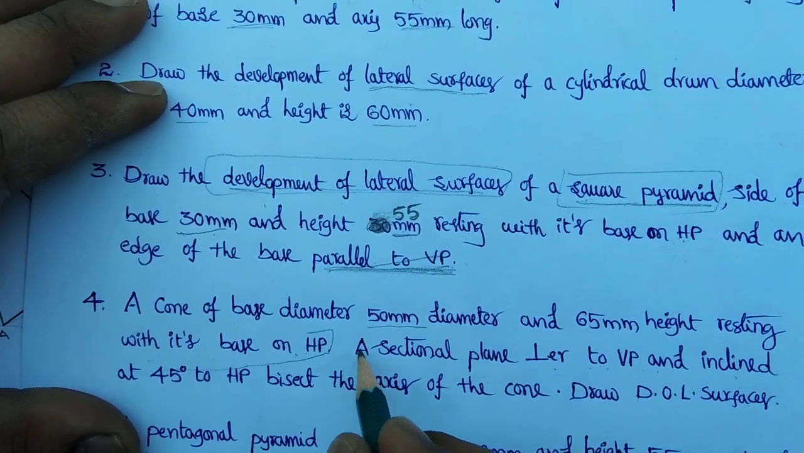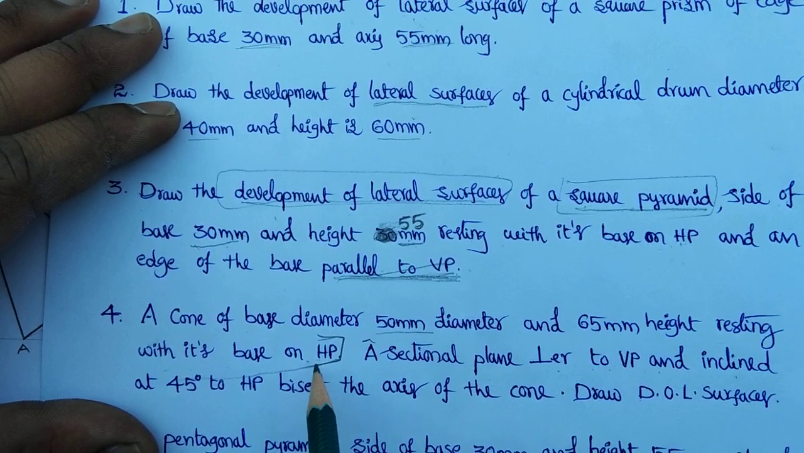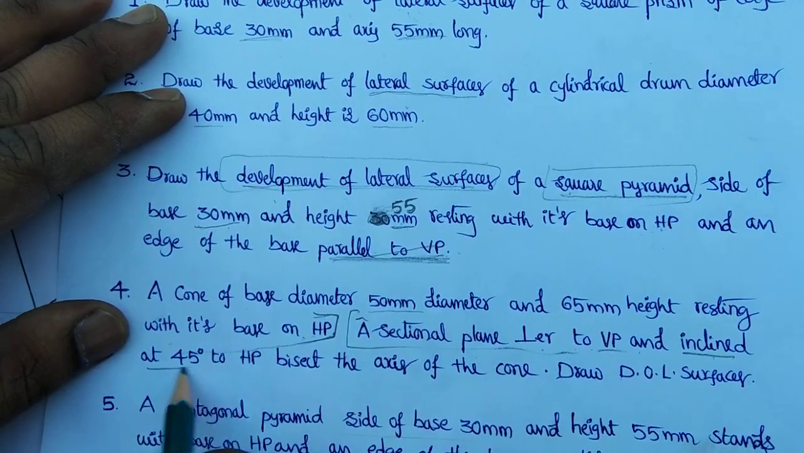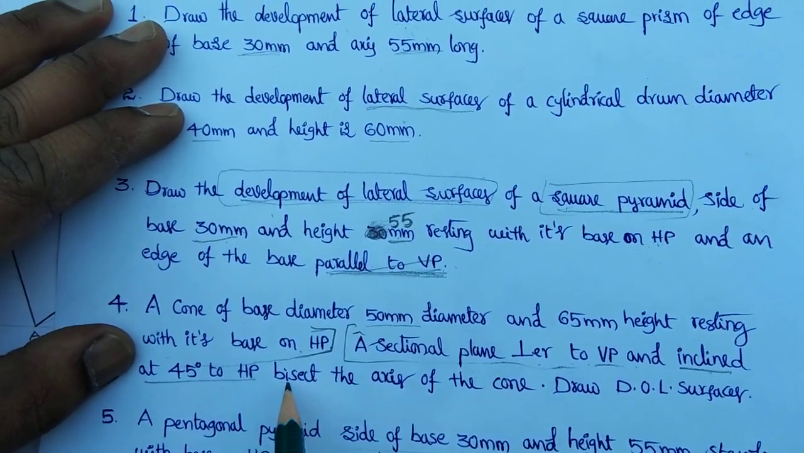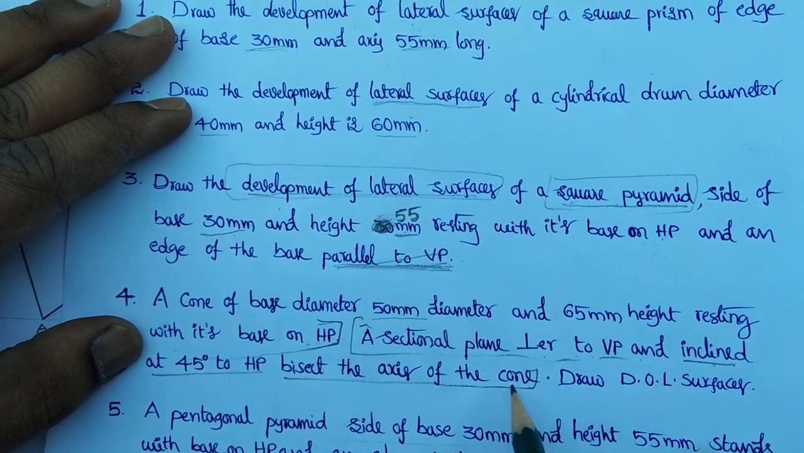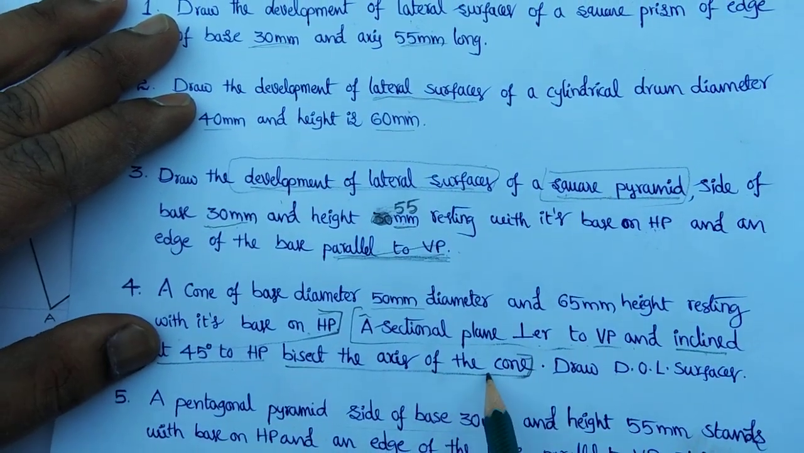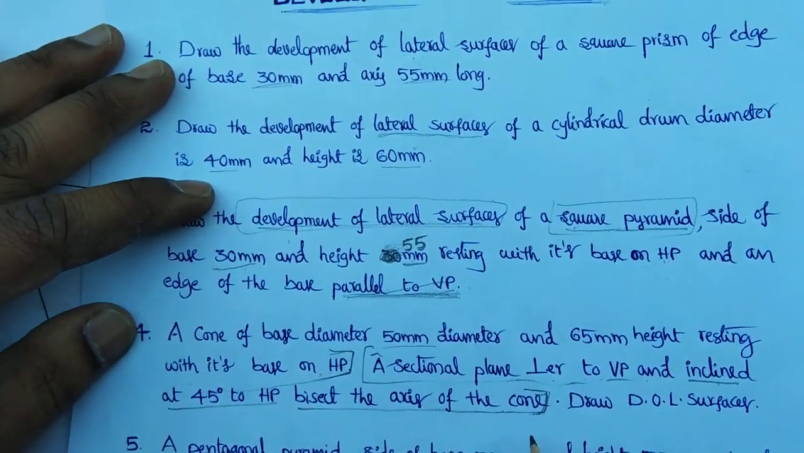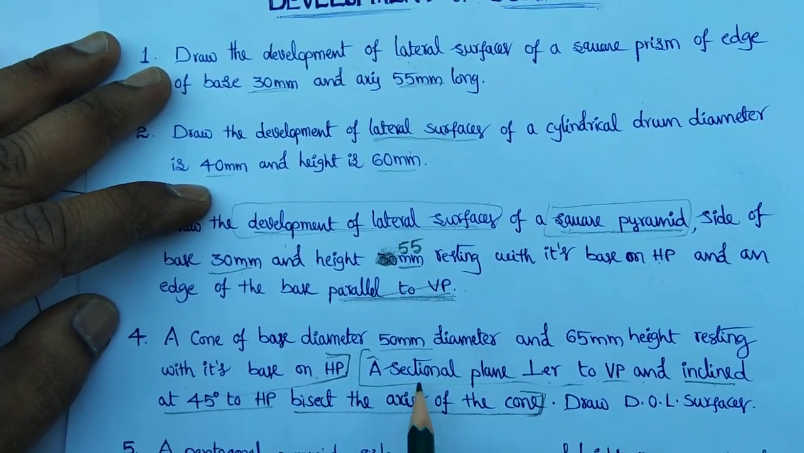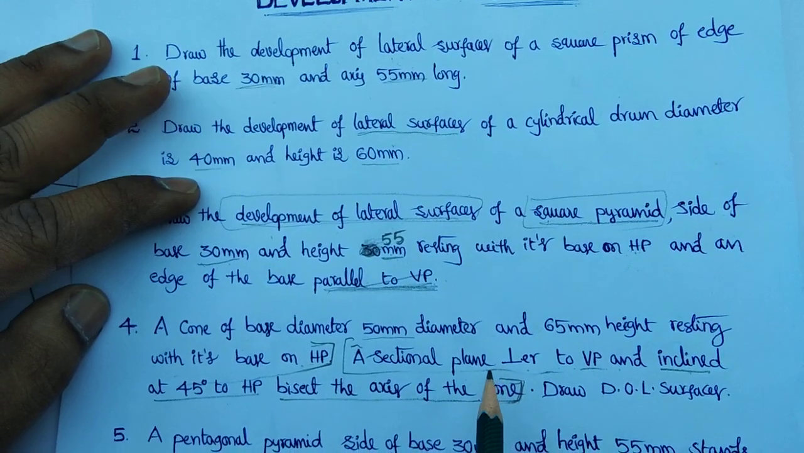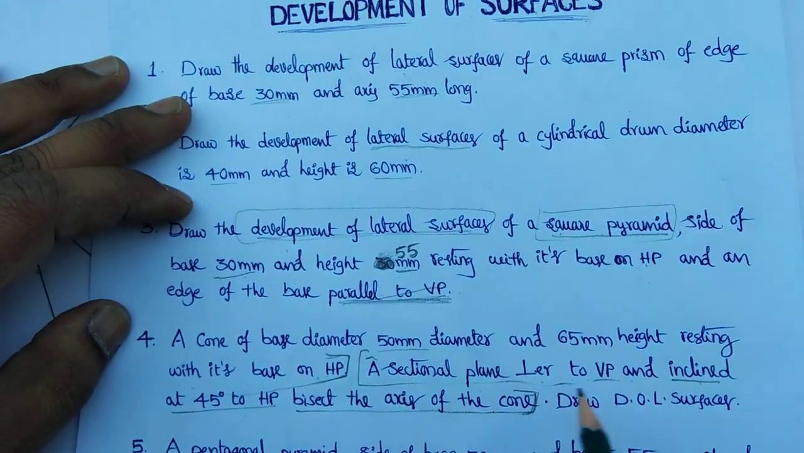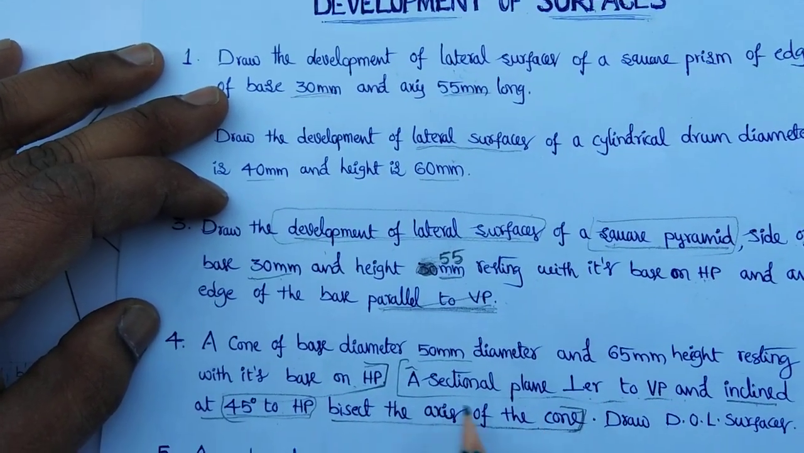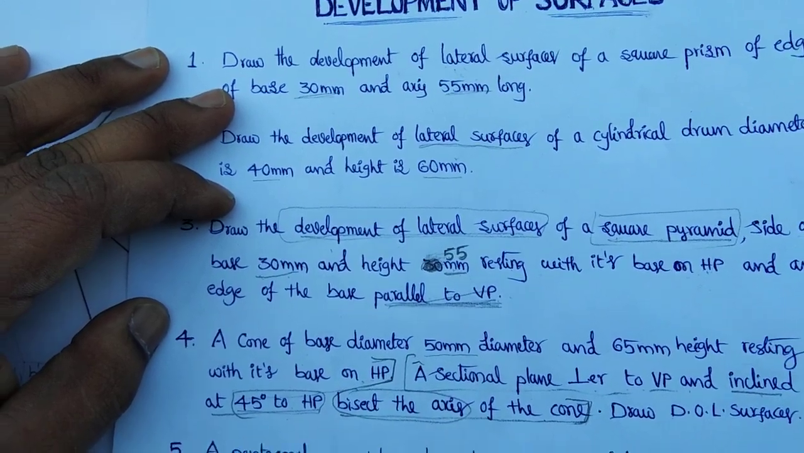So here, up to this particular portion we have completed. The sectional plane is perpendicular to the vertical plane and inclined 45 degrees to the HP. It bisects the axis of the cone. That means the sectional plane is passing through the center of the axis of the cone. So we have to show the cutting plane initially in the front view, because in the front view the sectional plane will be visible as a line. So we can show that one. The conditions are inclined 45 degrees to the HP and passing through the center of the axis, that means bisecting the axis.